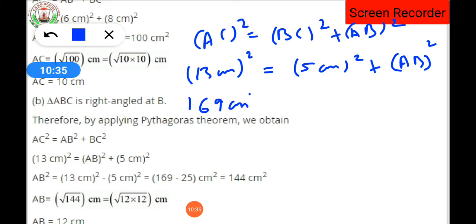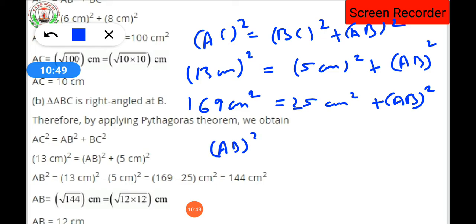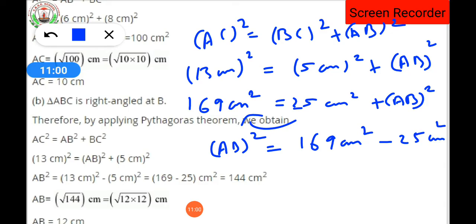169 centimeter square. Here it is equal to 5 centimeter into 5 centimeter, that will be equal to 25 centimeter square plus AB the whole square. Whose value we have to find out? AB the whole square value we have to find out. So here this will be transposed and subtracted from 169. So 169 centimeter square will be subtracted with 25 centimeter square. So 169 minus 25 will become 144.